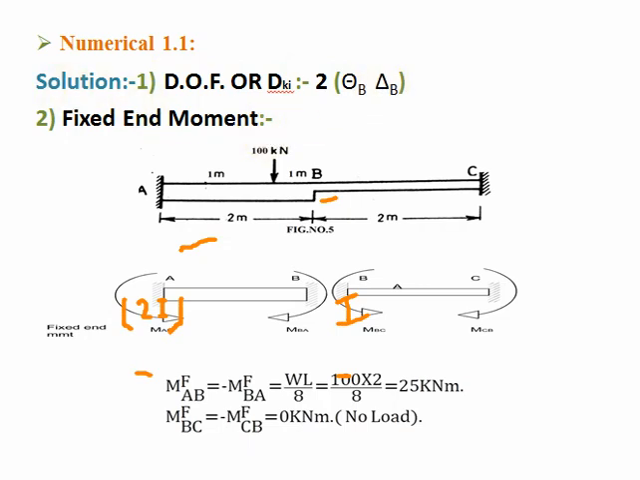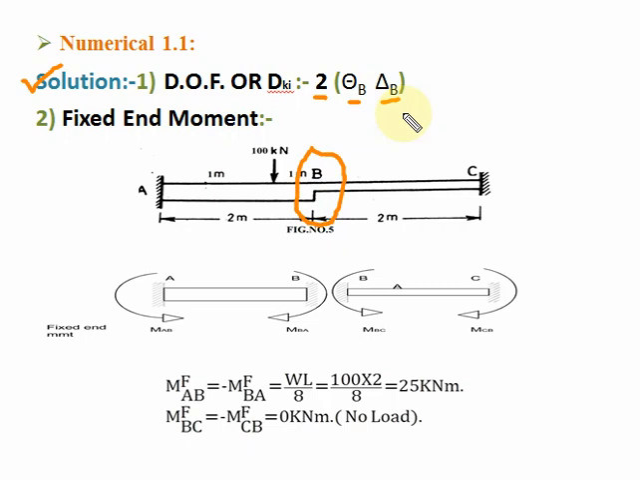So first we have to find out degree of freedom or degree of kinematic indeterminacy. So at the section where the beam changing its cross section, there the beam having 2 degrees of freedom. One is rotation and one is translation. So theta B and delta B, these are the 2 degrees of freedom. Now next step, find out fixed moment for each span.